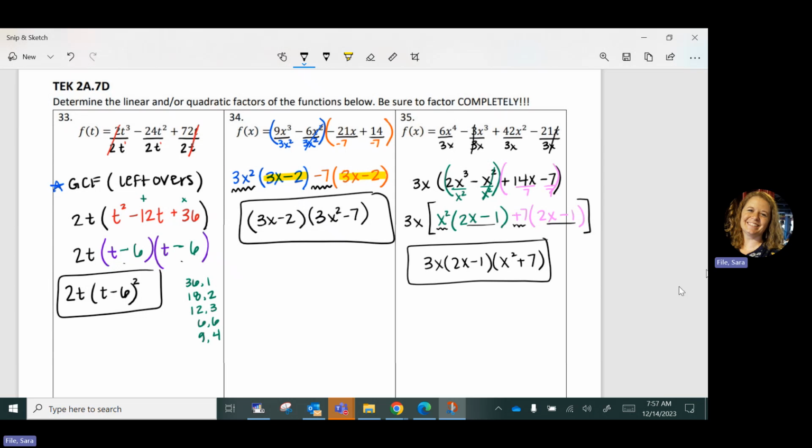No, the order of the factors does not matter. I could have written the x squared plus 7 first and then the 2x minus 1. The order doesn't matter because all of your factors are being multiplied. And remember, the order that we multiply in doesn't matter. Like 2 times 3 is 6 or 3 times 2, still 6.